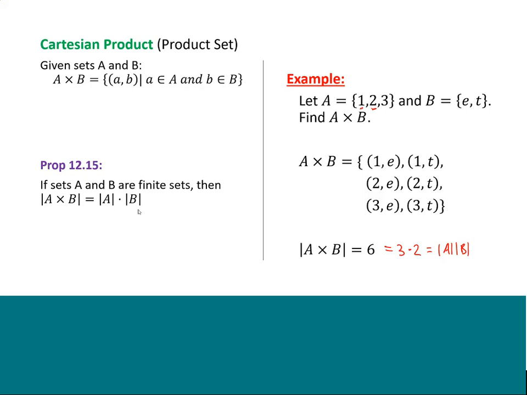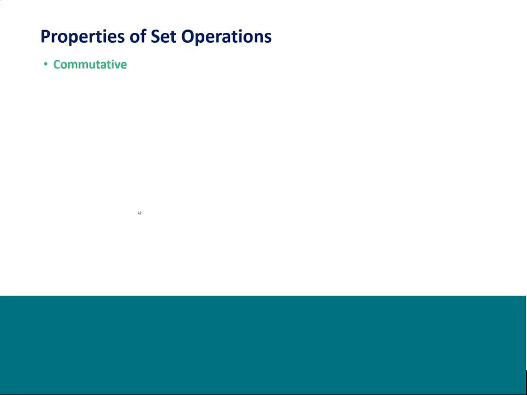So here are some properties of sets that you can see. First thing is union and intersection are what are called commutative.